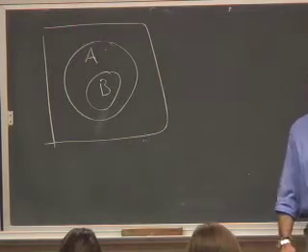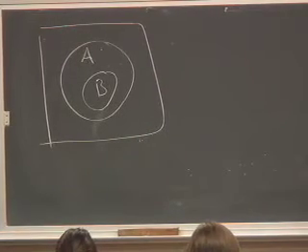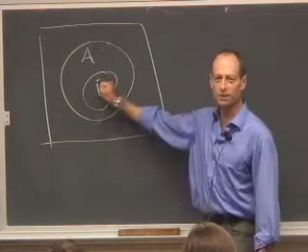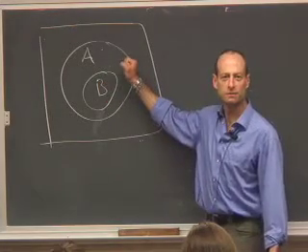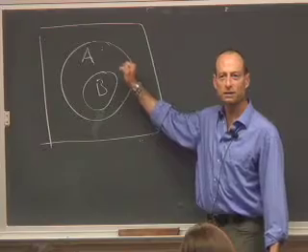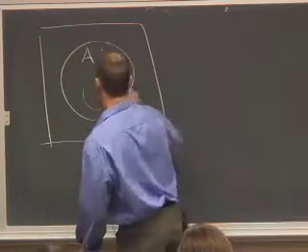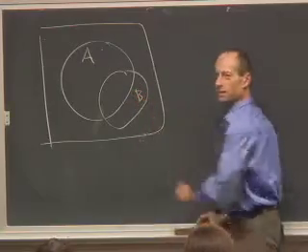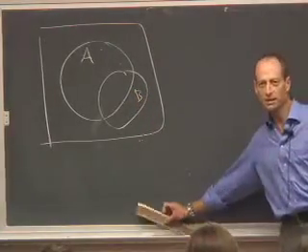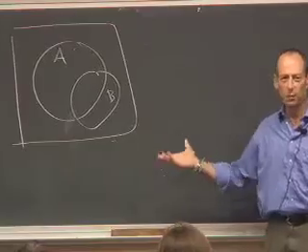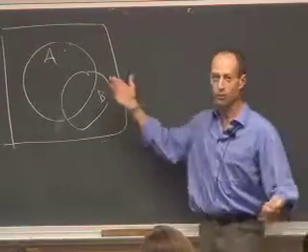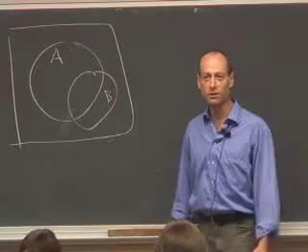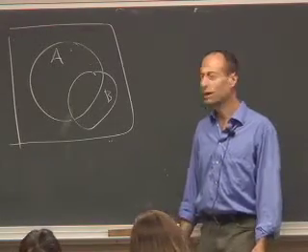Okay, does A imply B or does B imply A? B implies A. There's no way for the dart to stick in B without it also sticking in A. What about here? Does A imply B? Does B imply A? Neither one, right? Because the dart can stick in one without sticking in the other. It can stick in both at the same time, but it doesn't have to.